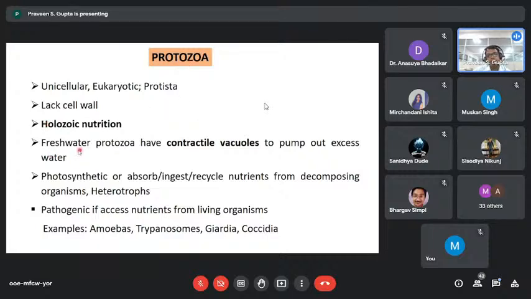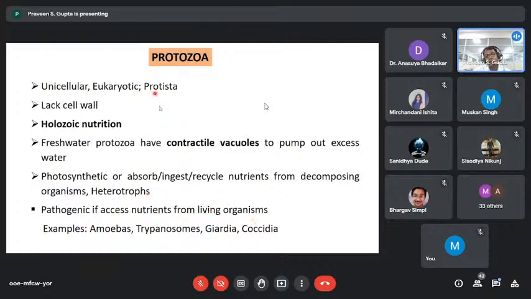One important question asked on protozoa is that freshwater protozoa have contractile vacuoles that are responsible for osmolarity. They pump out excess water using this contractile vacuole. Many times I have seen direct questions asked on contractile vacuoles. Then the next function of protozoa: some of them may be photosynthetic or absorptive, ingestive, or they play an important role in the recycling of nutrients and hence are part of the decomposition process. They are heterotrophs, and some of them are pathogenic if they access nutrients from a living organism.